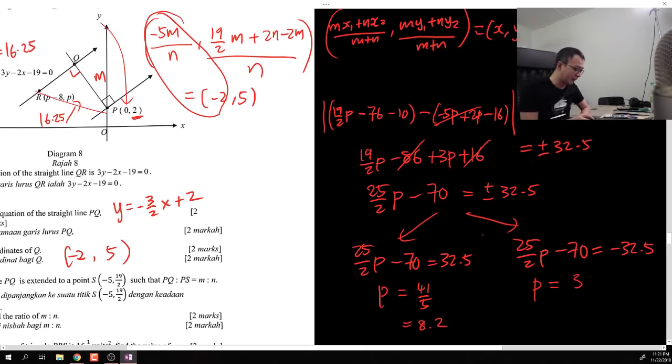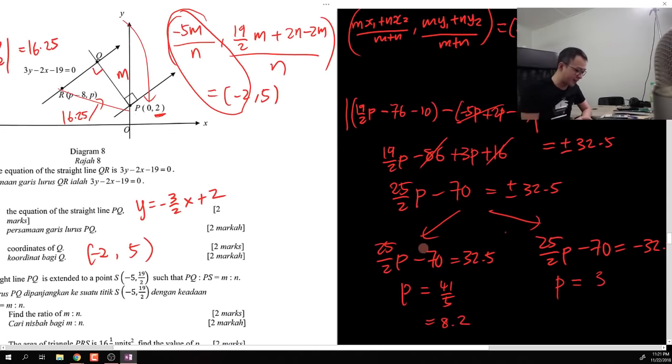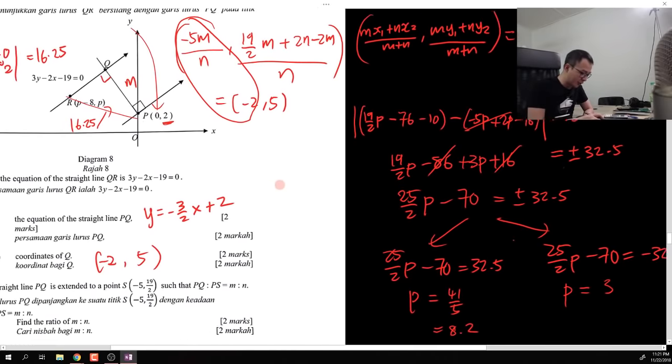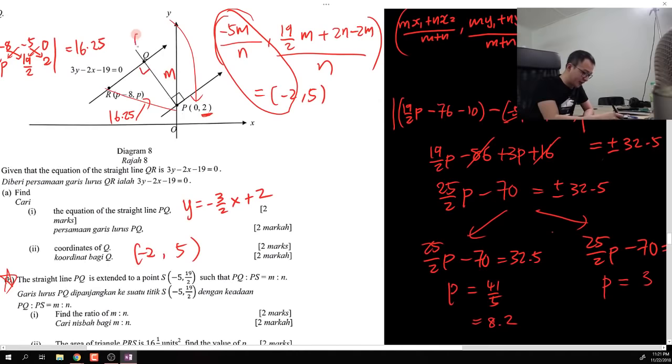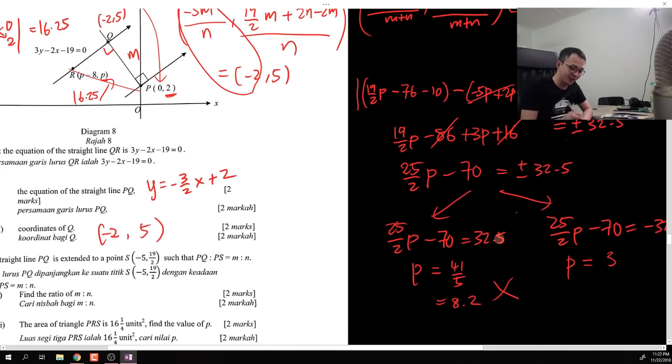Okay, right now, I'm going to see what makes sense for my p value. Because just now we know our q value is negative 2.5. So the p is not possible. So I rejected the first answer. So I will take the second answer. I rejected this one because the number is too big, because this one only goes up to 5, right? So the coordinate R is below 5, right? So therefore I will take p equals to 3.